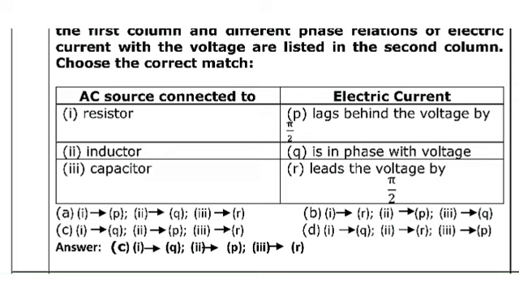We already know these three from the phasor diagram, right? For resistor, inductor and capacitor we derived separate equations, then we drew a phasor diagram. From that we can say option C is our correct answer.